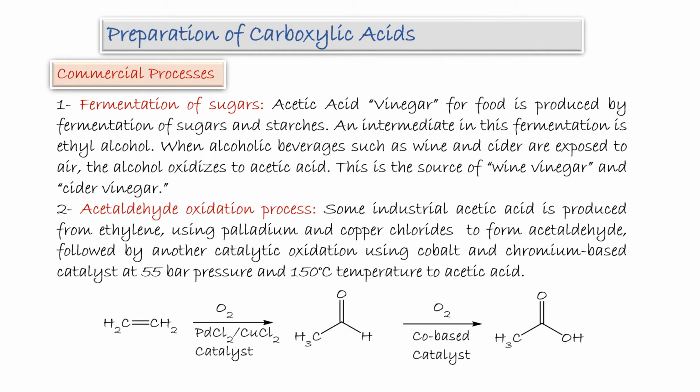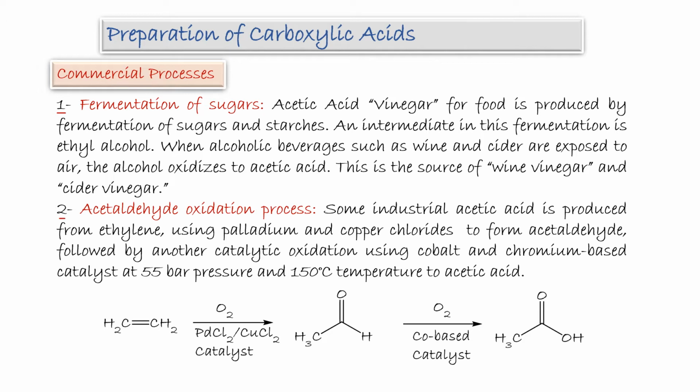Commercial process. The first commercial method is fermentation of sugars. Acetic acid, vinegar for food, is produced by fermentation of sugars and starch. An intermediate in this fermentation is ethyl alcohol. When alcoholic beverages such as wine and cider are exposed to air, the alcohol oxidizes to acetic acid. This is the source of wine vinegar and cider vinegar.